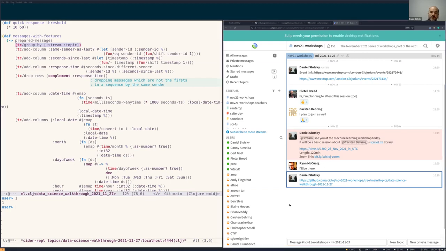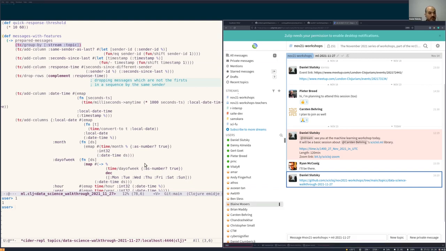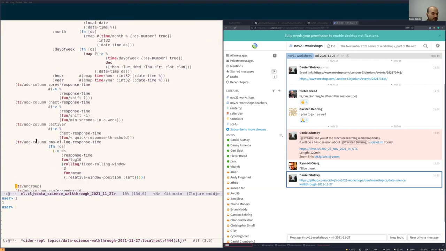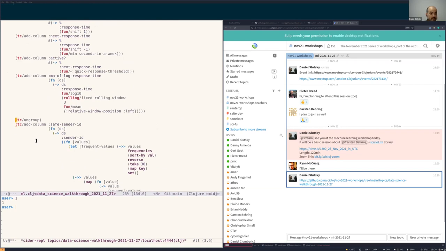So it is not the time series of all messages, but rather the messages in a given topic thread, which is considered a conversation, right? So that is what we're doing here. And you see, we're adding all kinds of columns. And then we are ungrouping because some of our transformations do not need this grouping of the data in the context of computing in the context of a conversation.